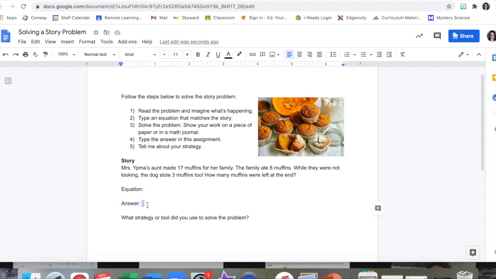Here is where you're going to type the answer. How many muffins were left at the end? Down here, I'd like you to tell me about what strategy or tool you used to solve the problem. It could be something like, I counted on my fingers, or it could be something a little fancier. Maybe you used one of the math tools in our Google Classroom. Whatever strategy you did, I'd like to know about it.